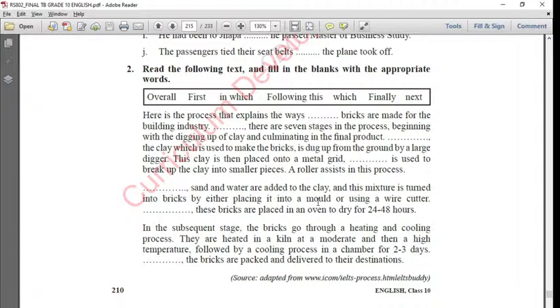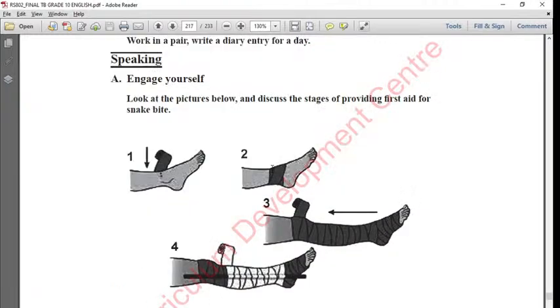Engage yourself. Look at the pictures below and discuss the stages of the process. First, in the snake bite, the first one: tie it and cover it with a bandage in the leg where the snake has bitten. And the second one, completely tie. Third one, you have to continue bandaging it. And fourth one, you make sure that there's a stick along it so that the blood would not clot.